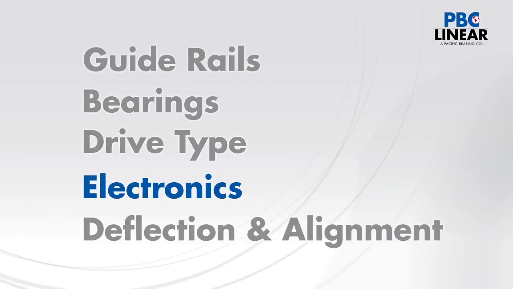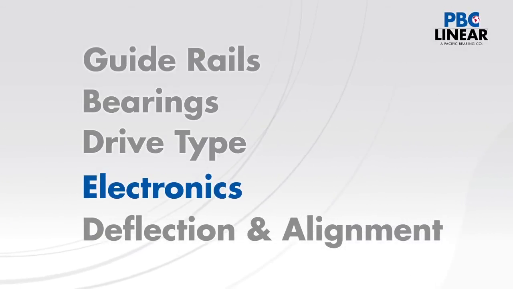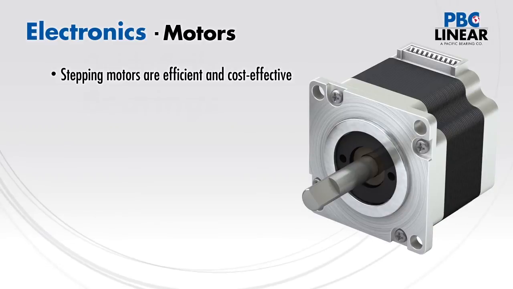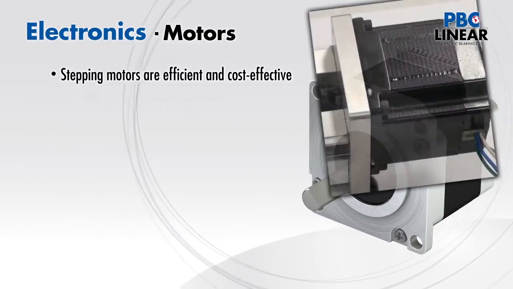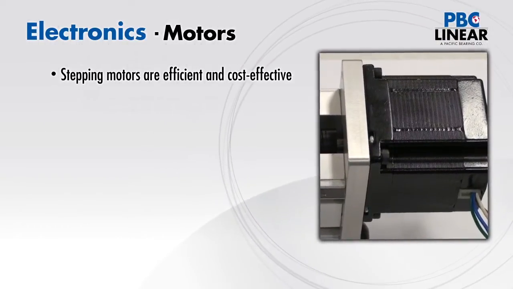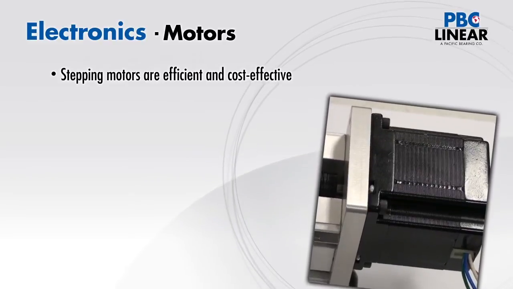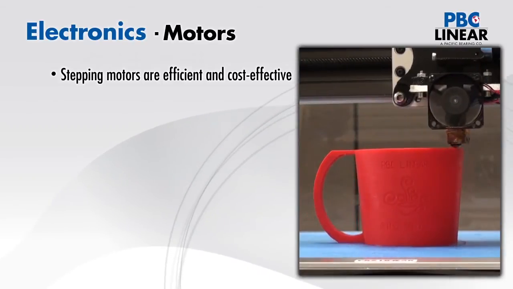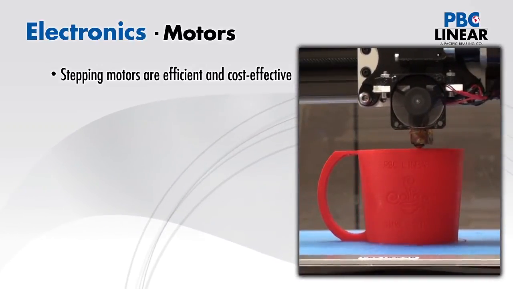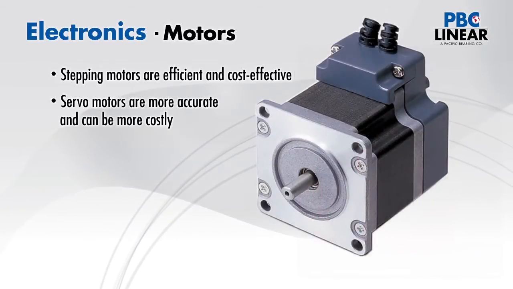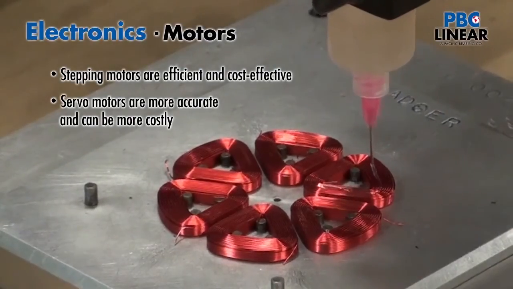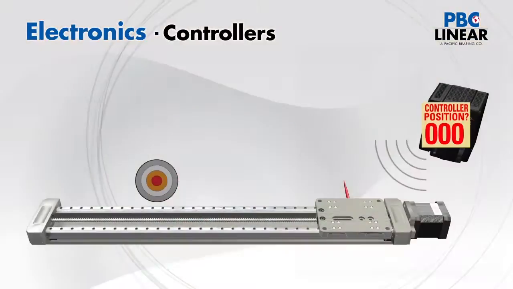There are a couple of items in the electronics area that stand out as having the most impact on positional repeatability. One is the type of motor used. Stepping motors are efficient and cost-effective for many general applications that need to hold a range of positional accuracy within a few thousandths. But the feel of the steps can be magnified in very tight tolerance situations. When highly accurate position is required, a higher cost servo motor can provide better performance.